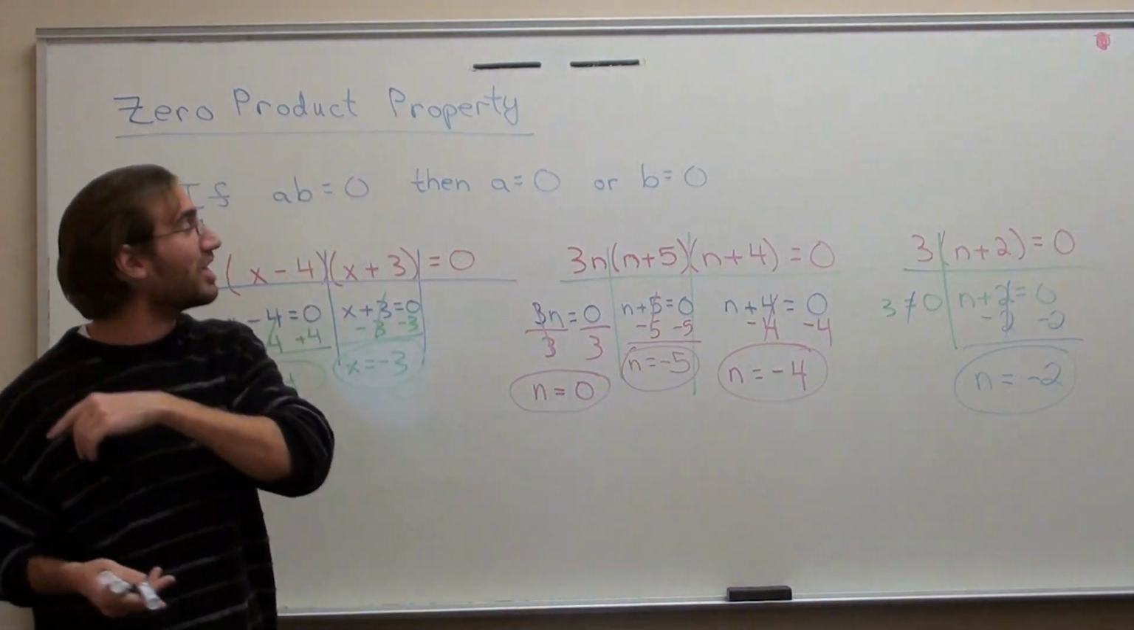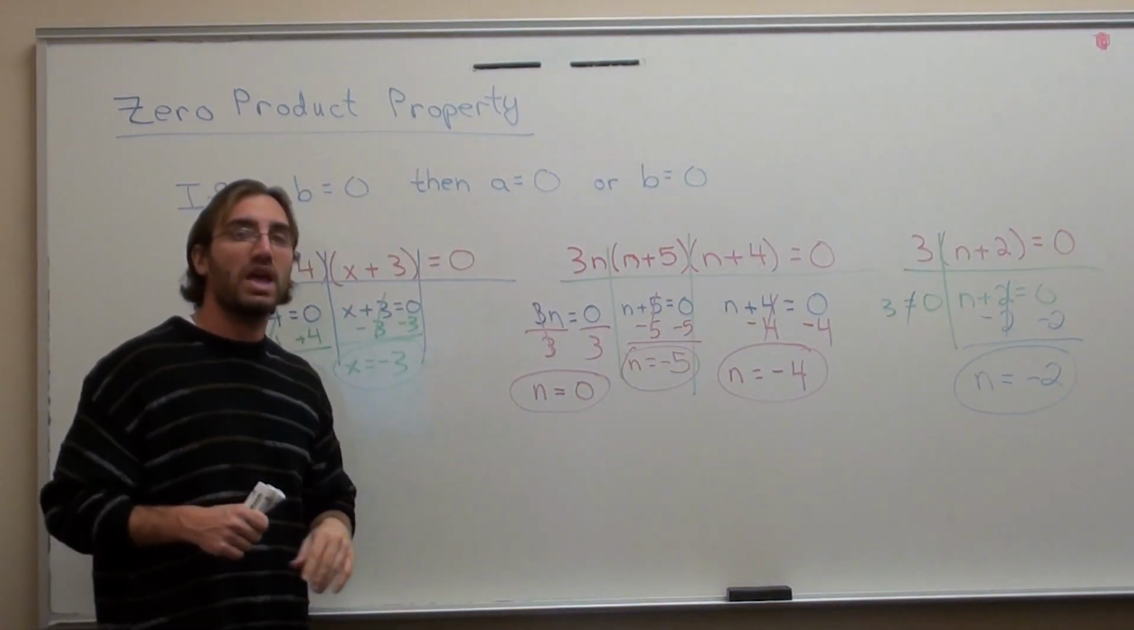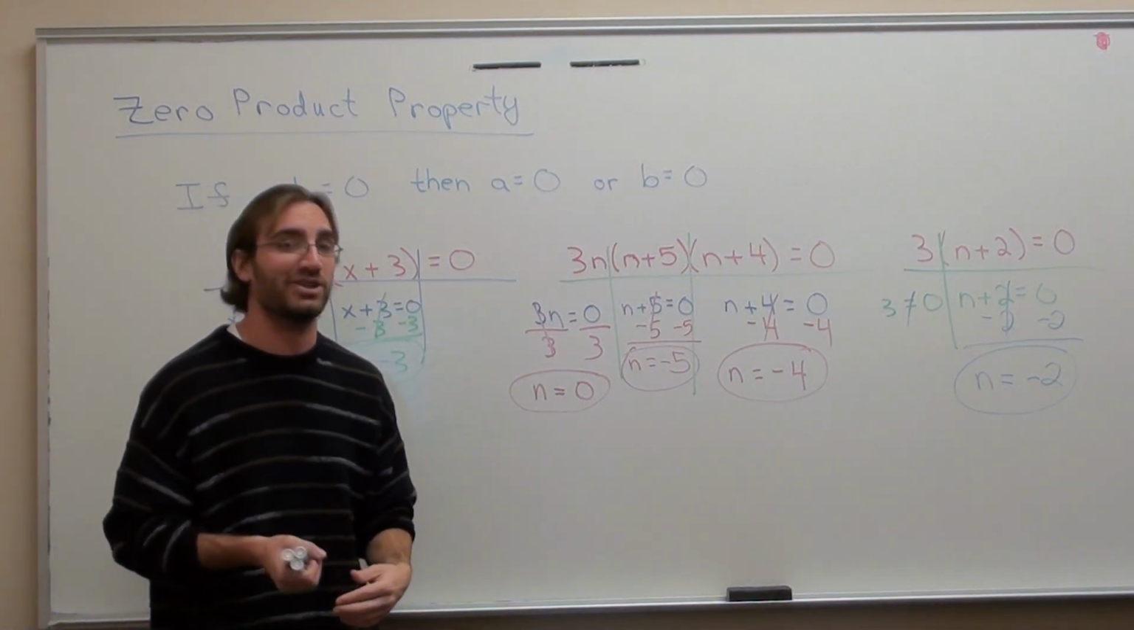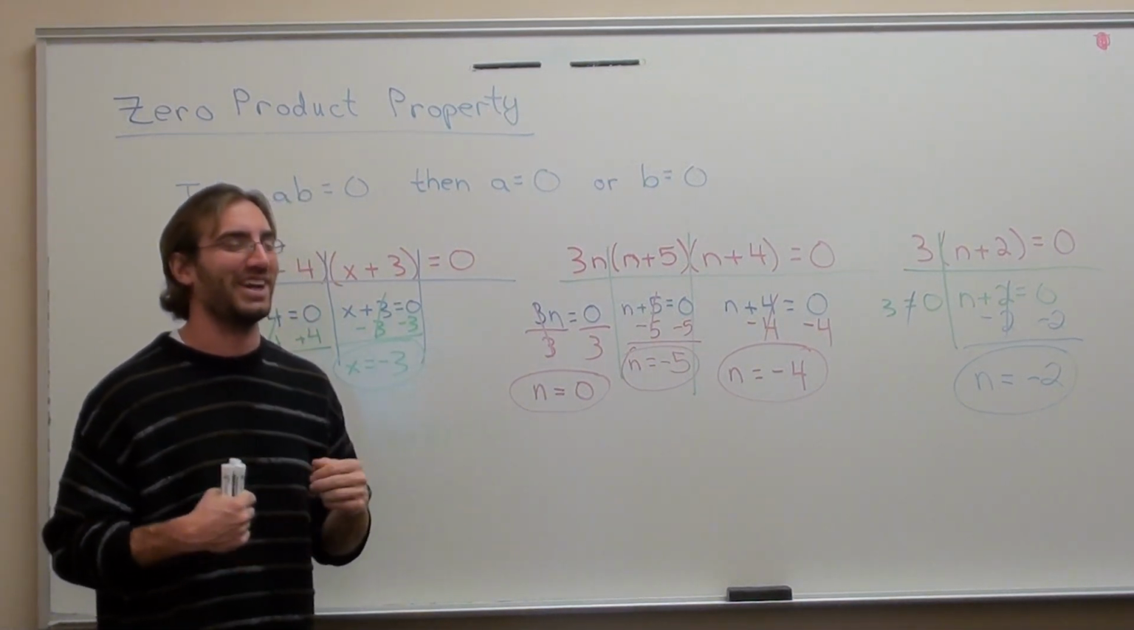So that's a brief introduction to the zero product property, and we're going to use this to start factoring. The first type of factoring we're going to do is GCF factoring, and then we're going to get into some really cool factoring too.